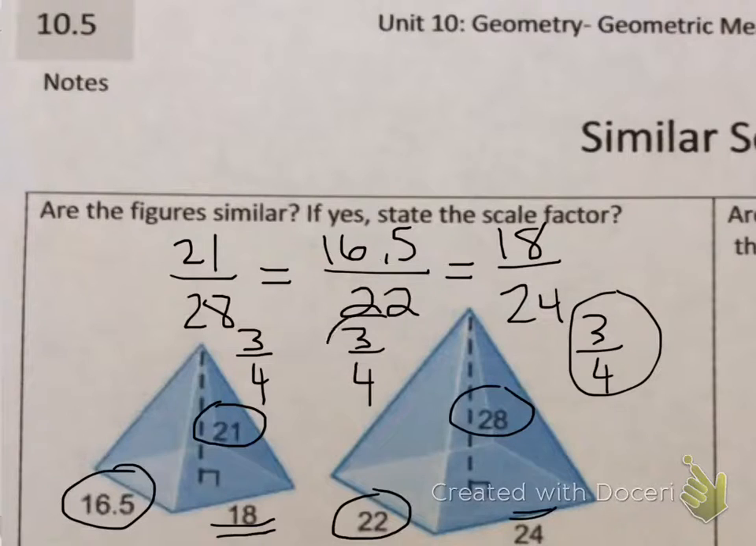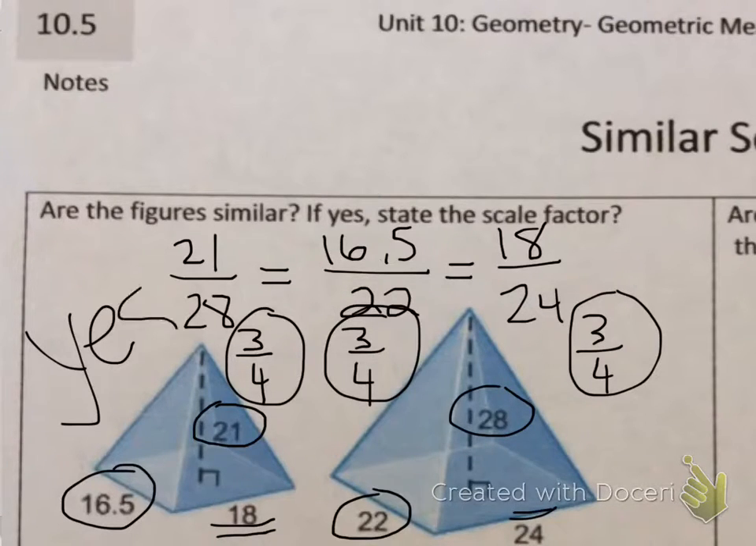This would be considered the scale factor because it's the same number that I multiply one number by to get to the other number. Because the scale factor is the same on all parts of this pyramid, we know that our shapes are similar.